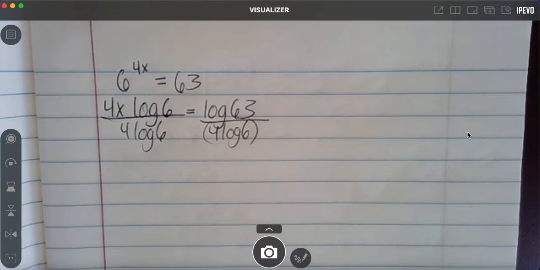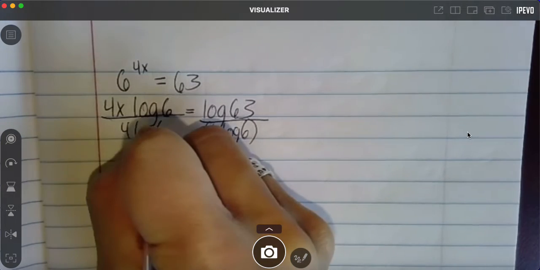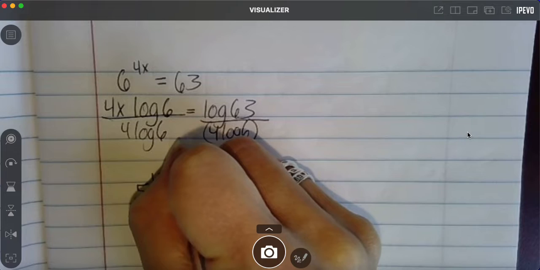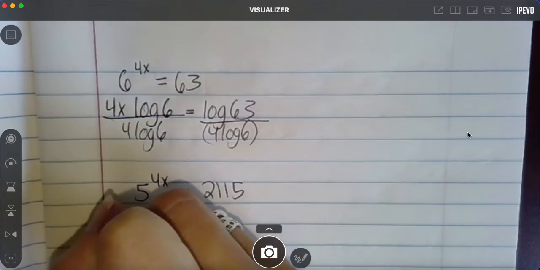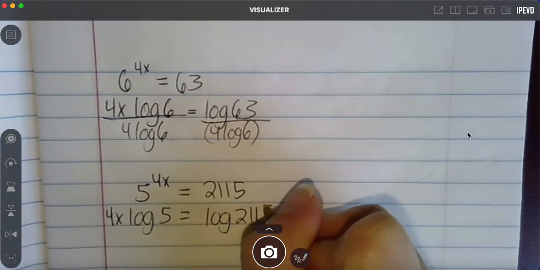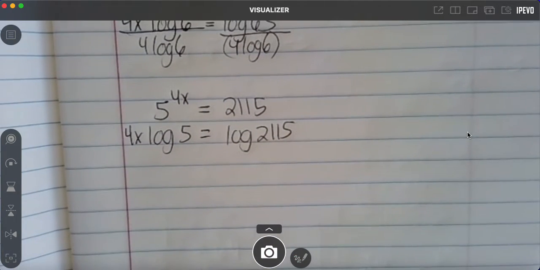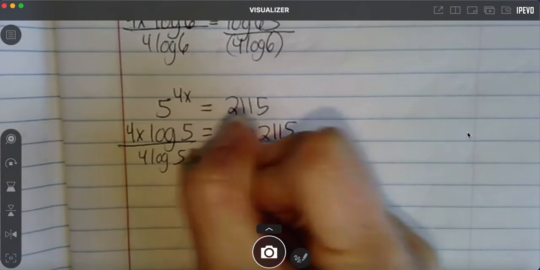Okay, number 25, listen, again, it's the same thing. They want us to solve by graphing, but remember, we didn't do all that graphing because it was so much change of our window. So we can just solve it normal, like we did. 5 to the 4x equals 2,115. So I would just take my 4x log of 5 equals the log of 2,115. And then what would I do? Same thing I've been doing. Divide by 4 log of 5.